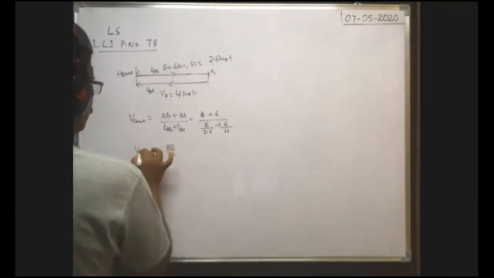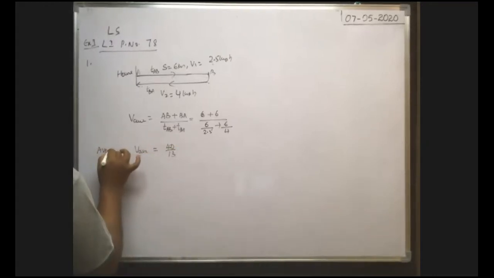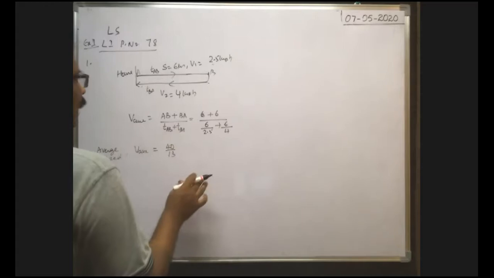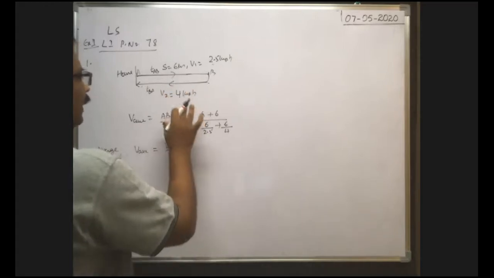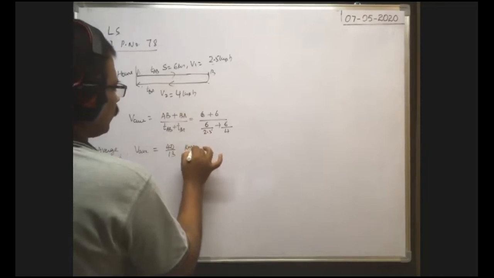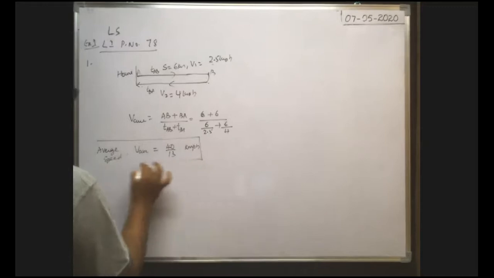You do the calculation. So the average speed they asked is equal to 40 by 13. What is the unit? As we have substituted everything in kilometers and kilometers per hour, the average speed you will also get in kilometers per hour only, kmph. So this is the average speed of the boy.